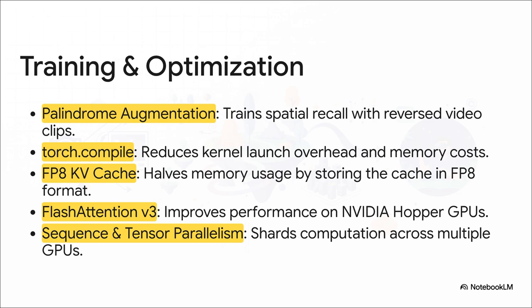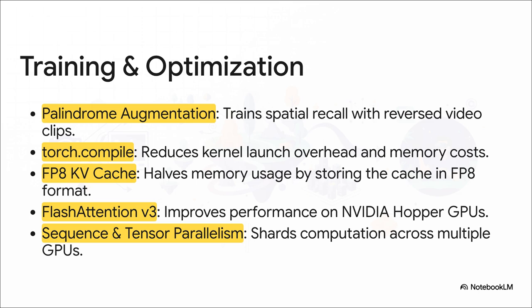First, this really cool training technique they called palindrome augmentation. Get this. They take a video, play it forward, and then just stick the reversed version right on the end. So the camera goes out, and then it comes right back along the same path. This is an awesome way to force the model to build a memory of what it just saw because it needs that memory to generate the return trip correctly.